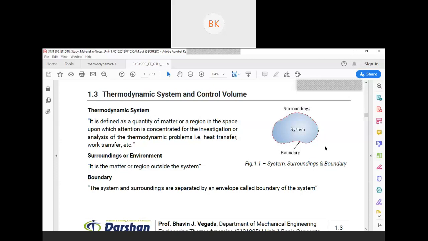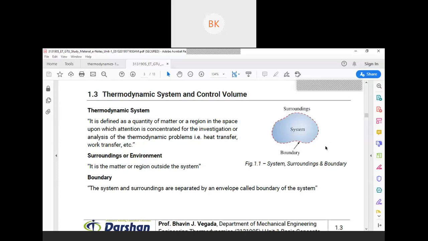We saw the definition of system in a very short form earlier: the area which is under consideration. Now this has been more elaborated. It is the quantity of matter or region in space on which the attention is concentrated for the investigation and analysis. The same thing, but elaborated a little bit.